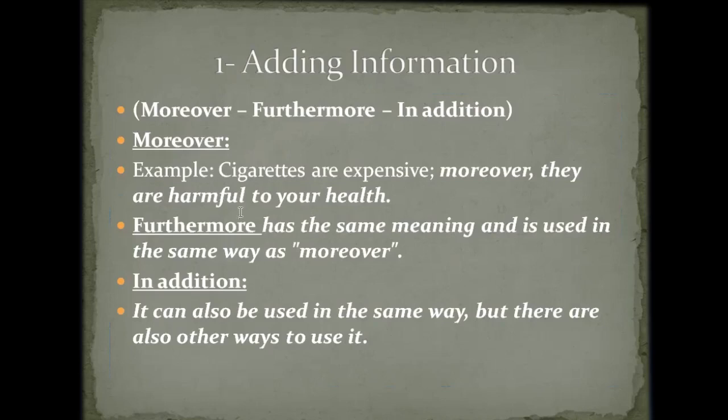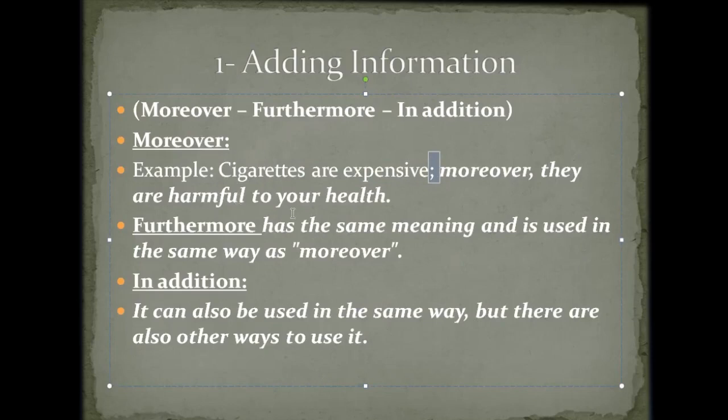Moreover is used in a simple way. You have the first sentence: cigarettes are expensive; moreover, and then a comma, and then you move on to the next sentence. But then again, pay attention to the fact that if you wish to replace the semicolon with the full stop, you can do that, no problem. So one more time: cigarettes are expensive; moreover, they are harmful to your health.